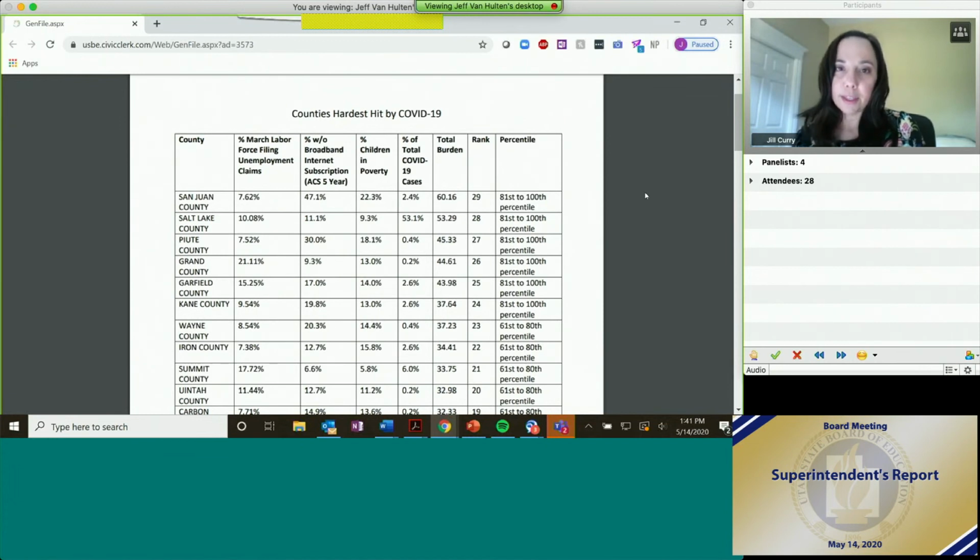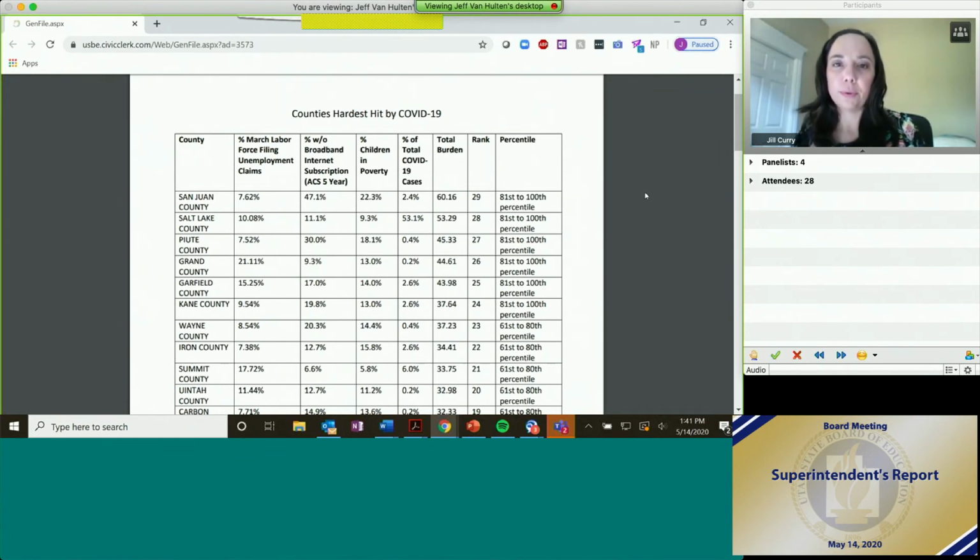And then the fourth indicator is the percent of total COVID-19 cases. For this, I took the percent of COVID-19 cases in each local health district. Some of our local health districts, as you know, include multiple counties. So in these instances, the percentage for the health district was used for all of the counties within that district. And these calculations are up to date as of May 12th. So I went back through and redid the calculations then.